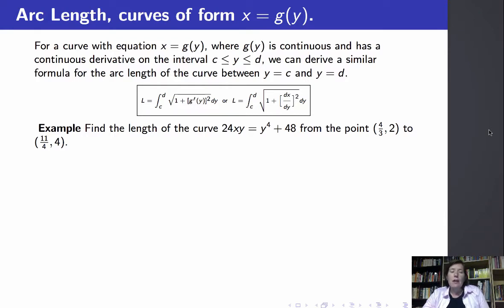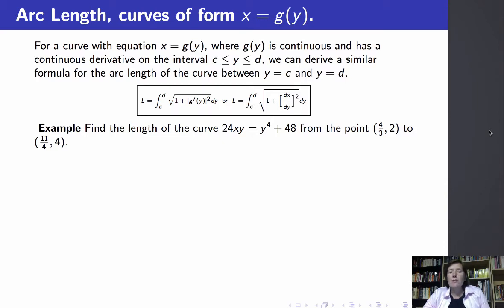So the length of our curve is the integral from c to d, if the y values are running from c to d, of the square root of 1 plus the derivative of x with respect to y squared dy. For example, suppose I wanted to find the length of the curve 24xy equals y to the 4 plus 48 from the point (4/3, 2) to (11/4, 4).